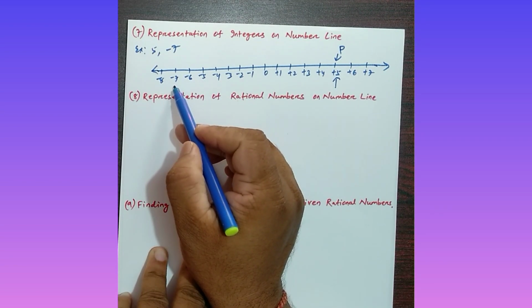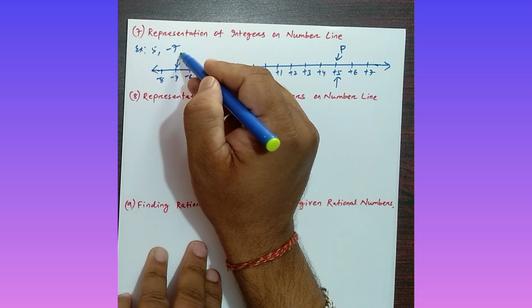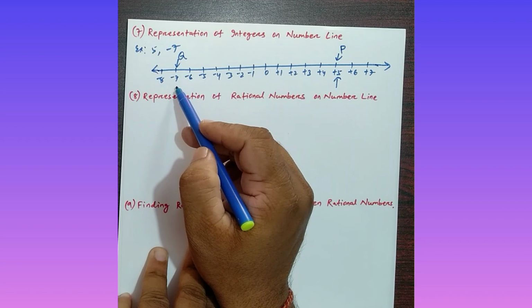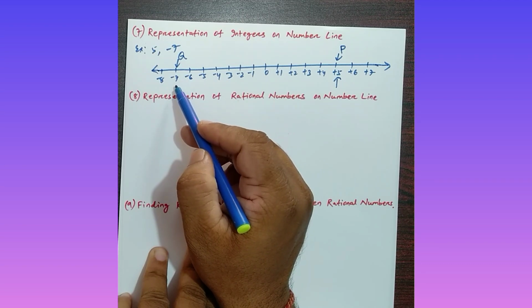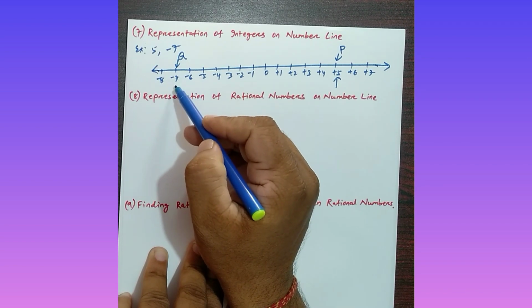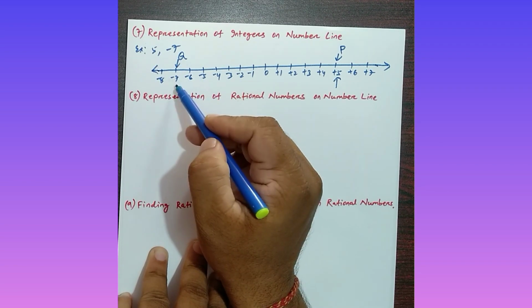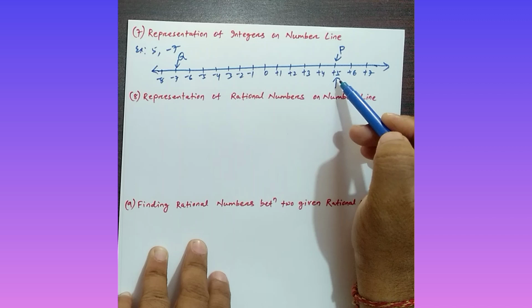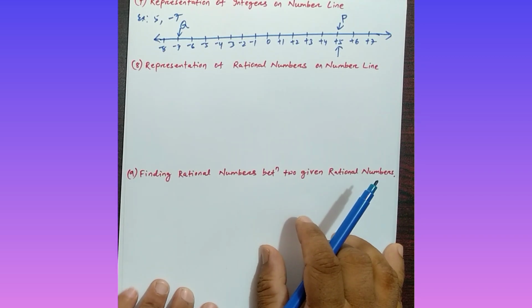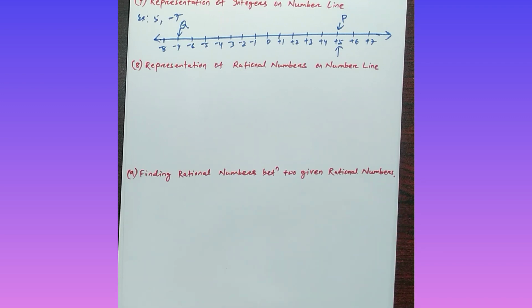Okay. -7. Look, where is -7? Here, this one is -7. Let's suppose I am indicating it as capital Q. Capital Q indicates -7. So this is -7, that is a negative integer. -7 is present here on the number line. So Q indicates -7 and P indicates +5. Clear? Okay, good.